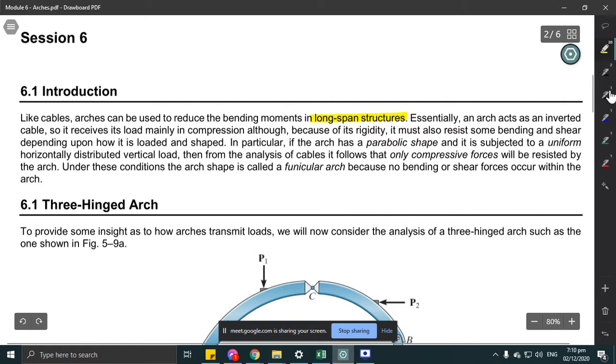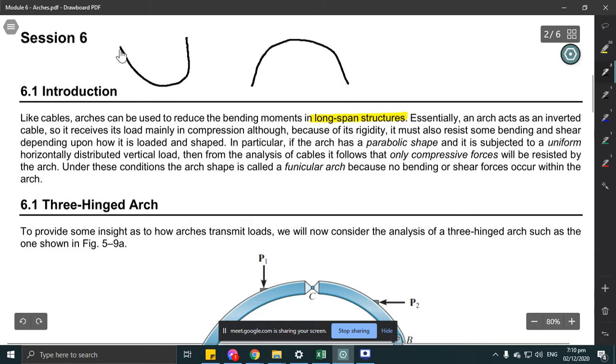And aside from that, di ba yung cables natin, yung cables kasi natin, guys, kung mapapansin nyo, ang shape niya is an inverted U shape. So ang nangyari lang kay arch, kabaligtaran lang ni cable. So si arch, pabaligtad lang na U.